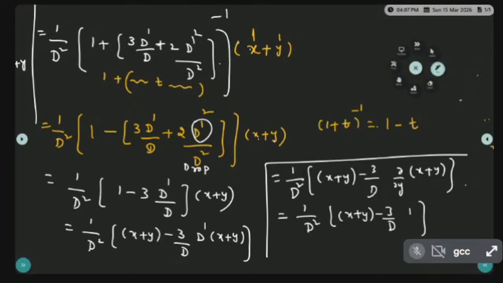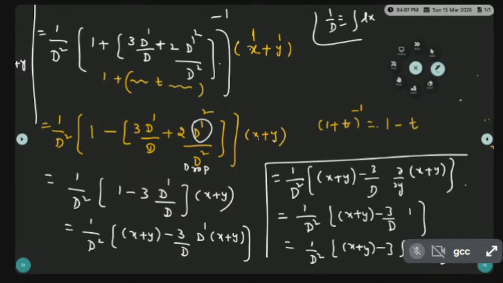The reason for ignoring: here the answer we got is 1. And if you apply the second derivative, that will be 0. So I did not consider this. And finally, 1 by d square x plus y minus 3. May I know, dear students, what is d? What is 1 by d? Integration of what? dx. Note this.